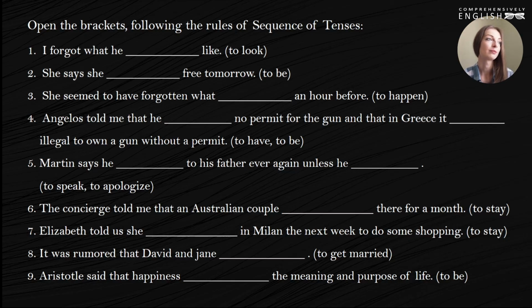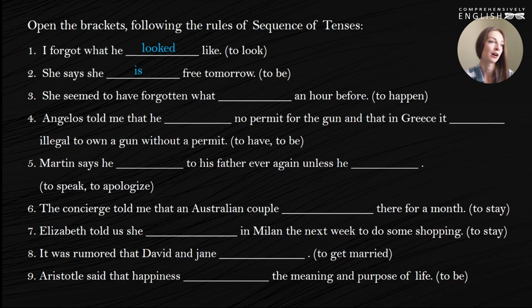I forgot what he looked like. I forget what he looks like. The actions in both clauses are simultaneous. And as the predicate in the main clause is in the past simple tense, we must use a past tense in the subordinate clause. She says she is free tomorrow. The verb in the main clause, she says, is in the present simple tense. So no sequencing of tenses happens.